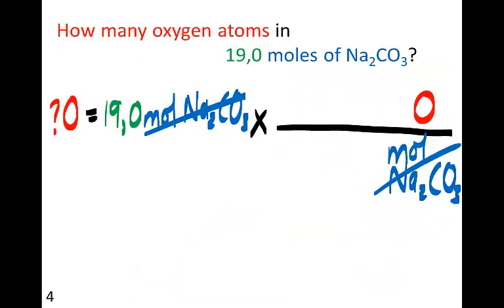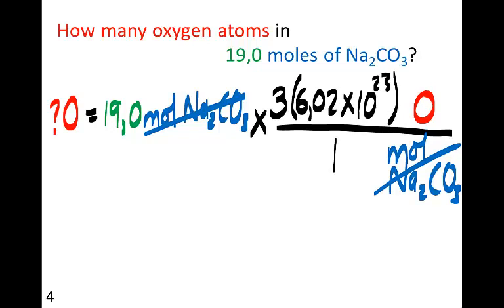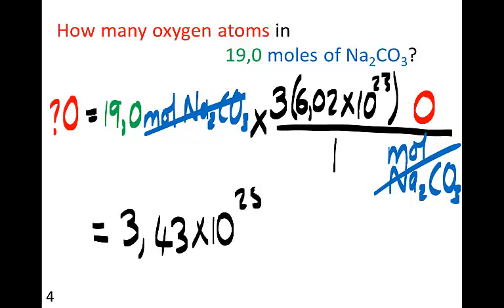And what you should have said is that 1 mole of sodium carbonate contains 3 moles, which is 6,02 times 10 to the power 23 O atoms. So 19 multiplied by that gives 3,43 times 10 to the power 25 O atoms.